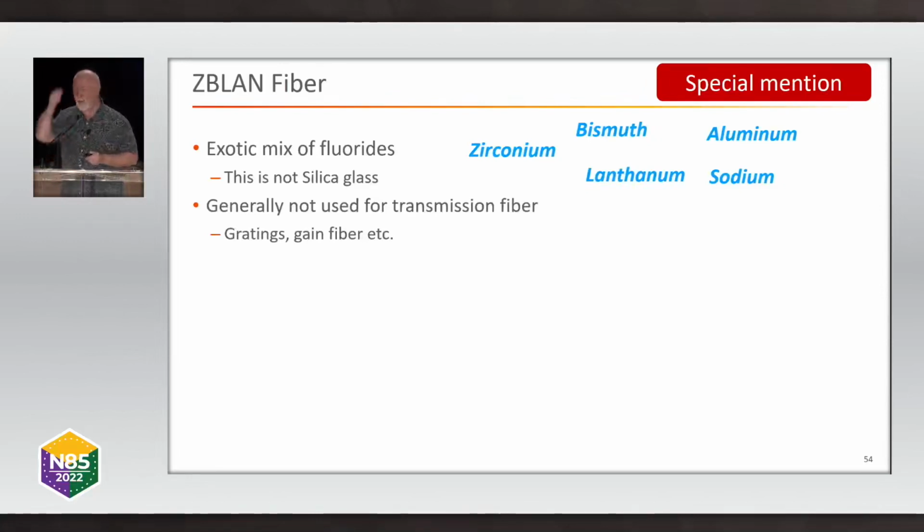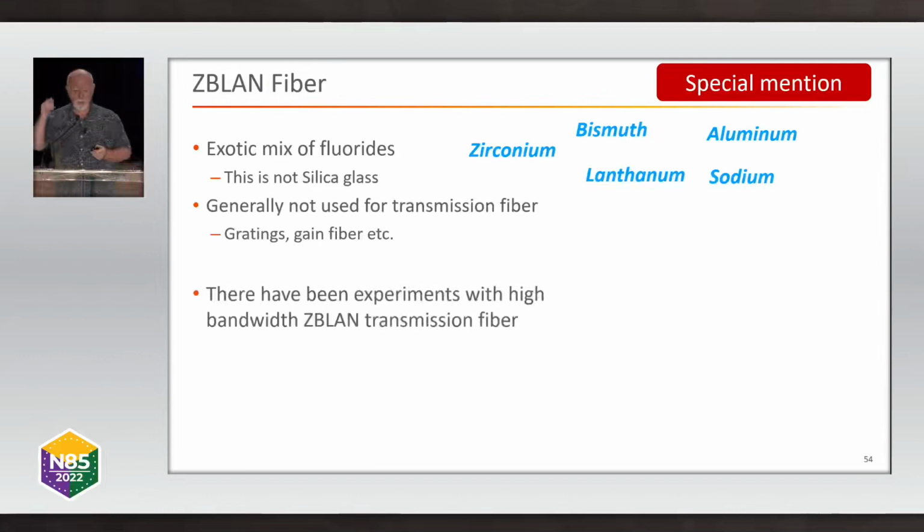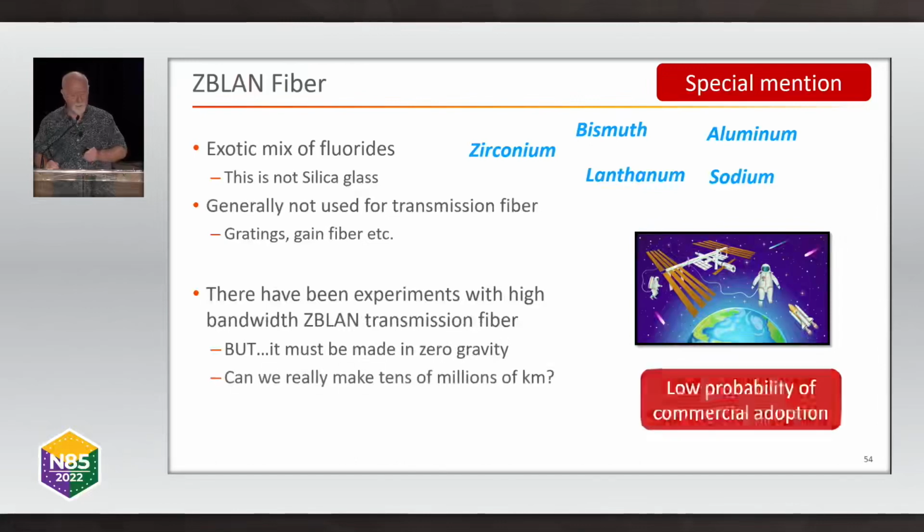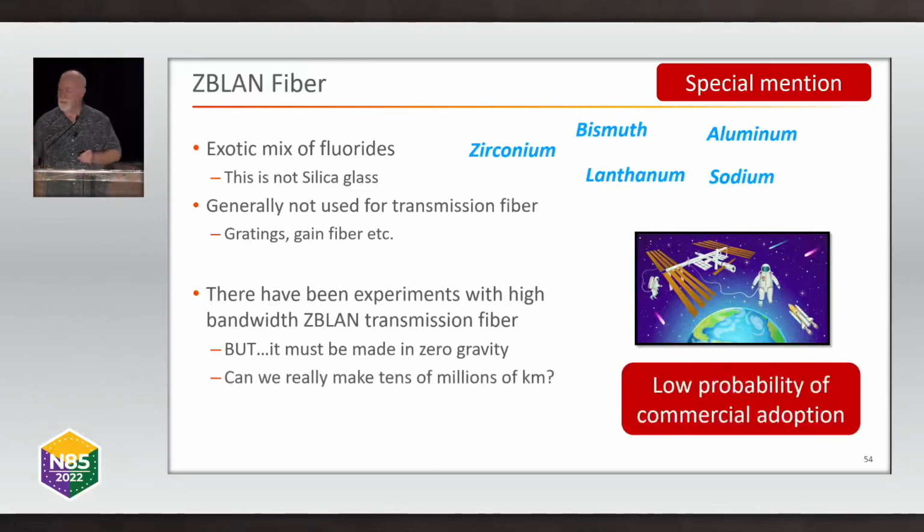But people have actually made experimental lengths of ZB-LAN fiber and found that it has a very wide bandwidth compared to silica-based fiber and good nonlinear performance as well. Sounds fantastic. The bad news is it has to be made in zero gravity. This is one of the experiments that was taken up to the International Space Station. It's all about the crystalline structure within the ZB-LAN fiber itself. Unless we can find a way to make it on Earth, I don't think this is really a viable option. Can we really make tens of millions of kilometers of that?